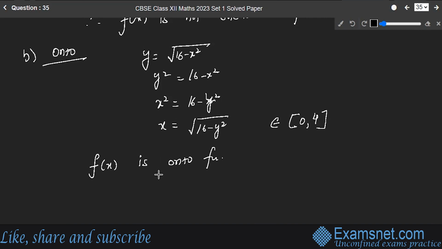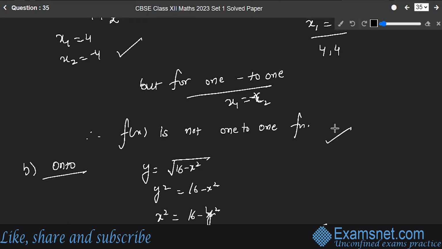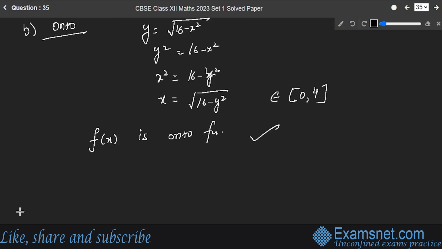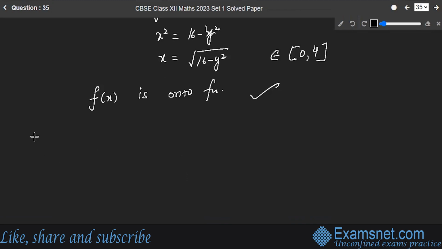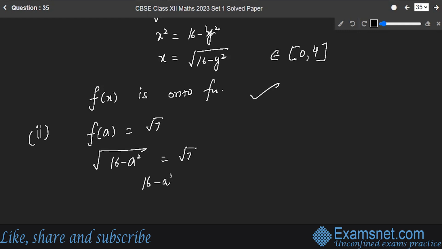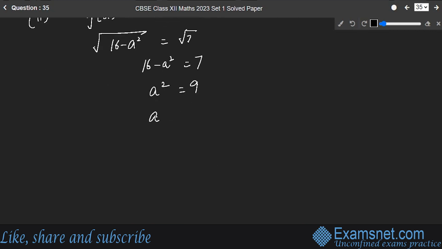That is it. We have proved that f(x) is not a one-to-one function and f(x) is an onto function. Now the second part of the question, you have to find out the value of a for which f of a is equal to root 7. f of a is given by root 16 minus a square is equal to this, which gives you 16 minus a square is equal to 7, or a square is equal to 9, which gives me a's value as plus minus 3.